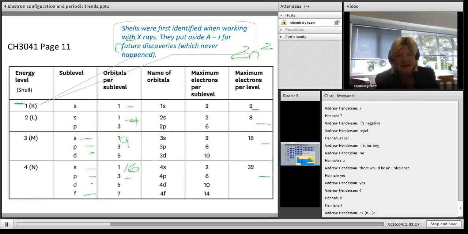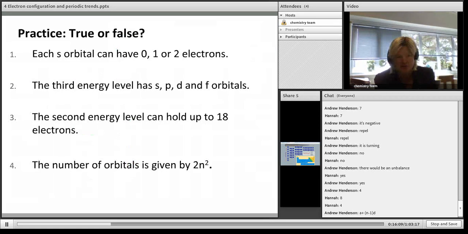Right. And as I was saying earlier, A to J was set aside for future discoveries, if you were wondering why I started with K.